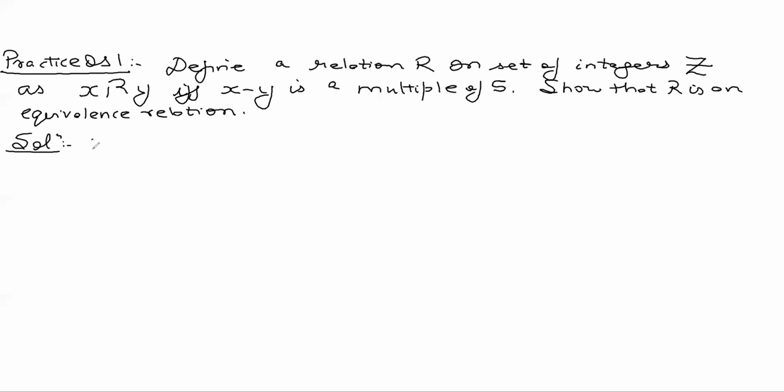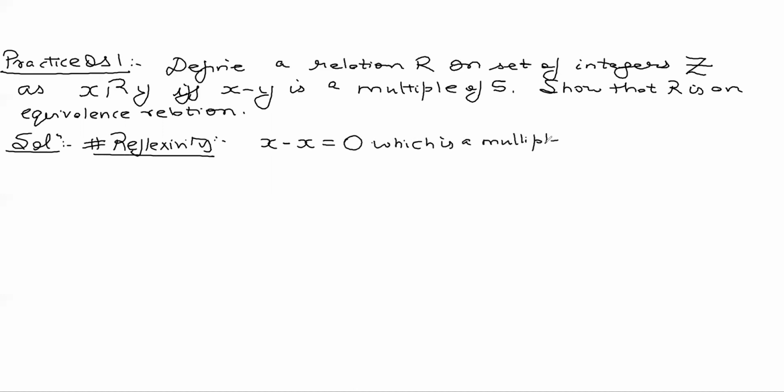So guys, let's check for reflexivity. You can see that X minus X is equal to 0, which is a multiple of 5. Therefore, (X,X) belongs to R for all X belonging to the set of integers. Therefore, I can say that R is reflexive, because X minus X is 0 and 0 is a multiple of any number. So R is reflexive. Is it symmetric?